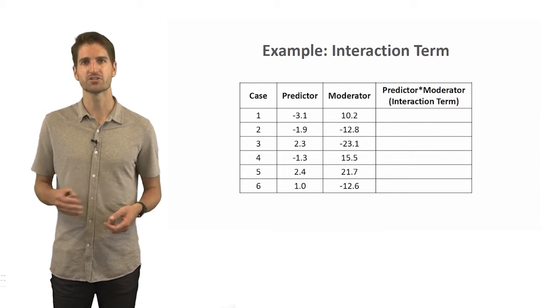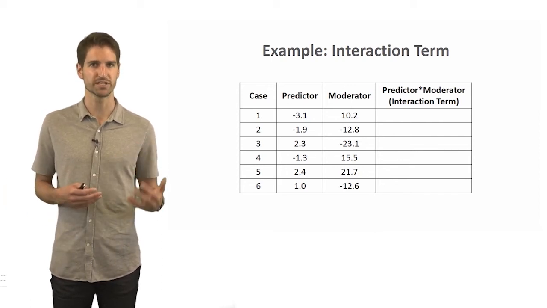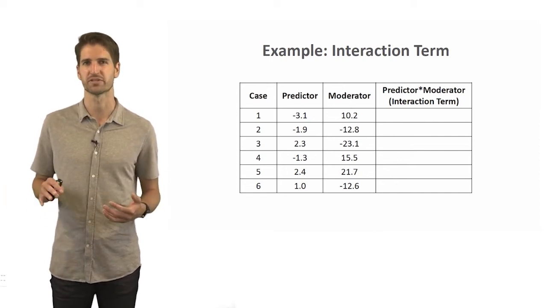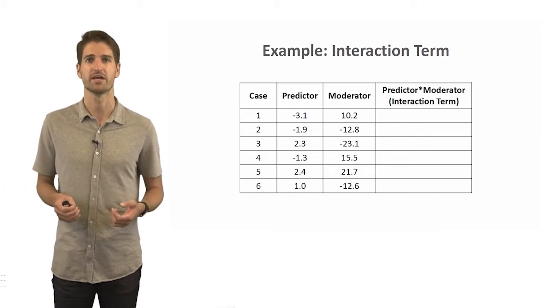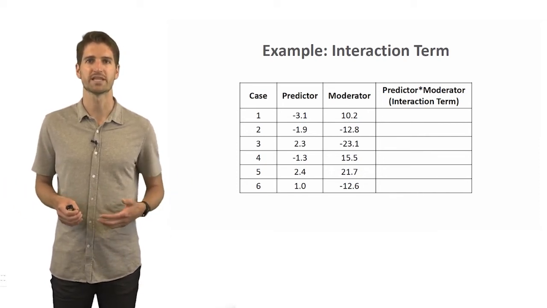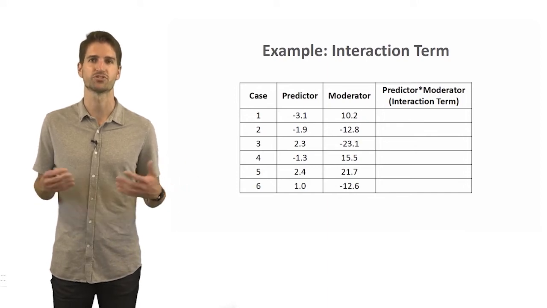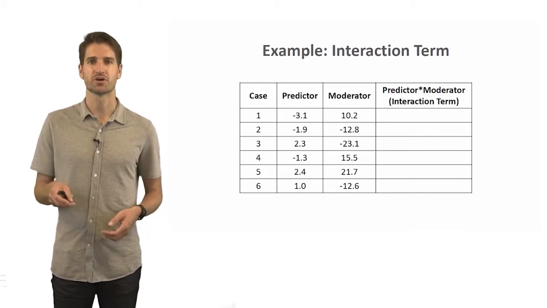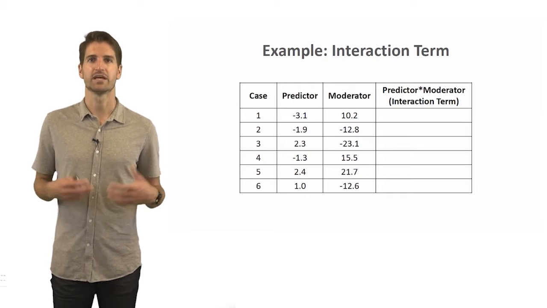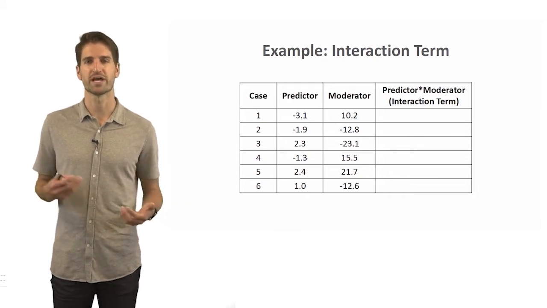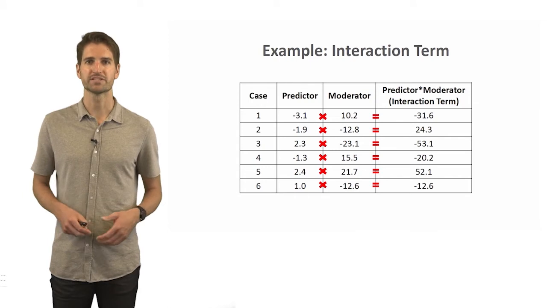And then we have each case's respective scores on the predictor variable and the moderator variable. The outcome variable is not pictured here. And so, for instance, for case 1, they have a score of -3.1 on the predictor variable and a score of 10.2 on the moderator variable. So how do we calculate that interaction term between the predictor variable and the moderator variable? Well, it's actually pretty simple.